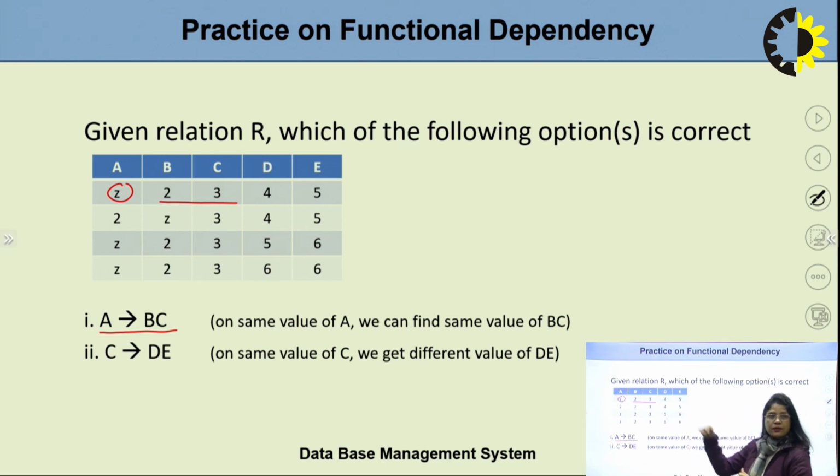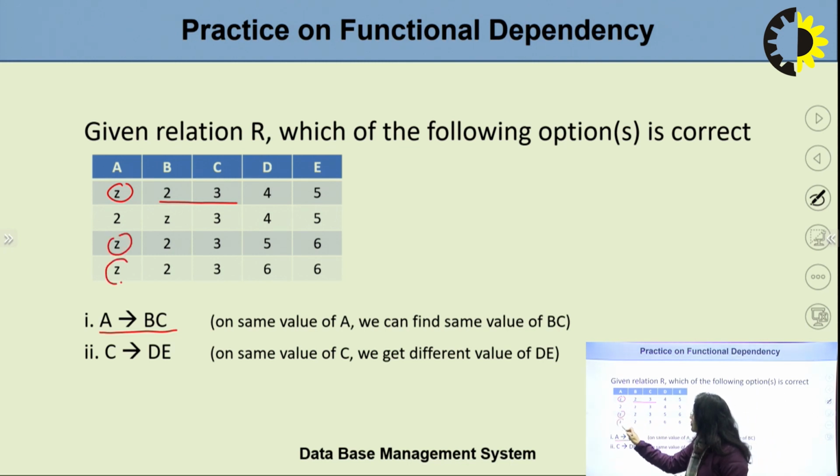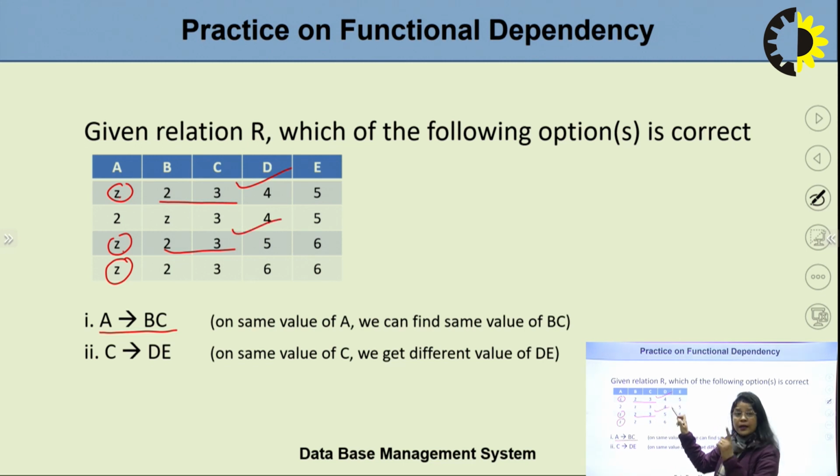So we will check here in this relation. Here we are finding Z, here we are finding Z. So Z is at 3 places. So for this Z, the value of BC should be 2, 3. Yes, it is 2, 3. This is Z, so the value of BC should be 2, 3 again. Yes, it is there. The value of A is Z and the value of BC is 2, 3 again.